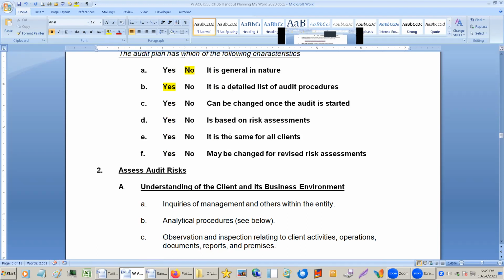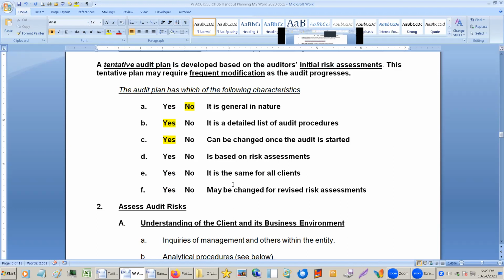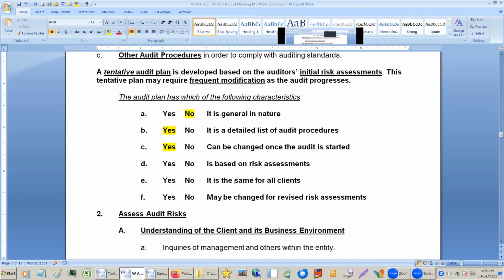Can it be changed once the audit is started? No. Actually, I'd say yes. If you are doing an audit, you start figuring out that there's a problem somewhere, or if you figure out that there isn't a problem, you thought there was a problem, there's not, you can change the audit. And it's basically based on reassessing these risks. Is it based on risk assessment? Yep, it is a yes. So you assess the risk and then you say, okay, how do we test it?